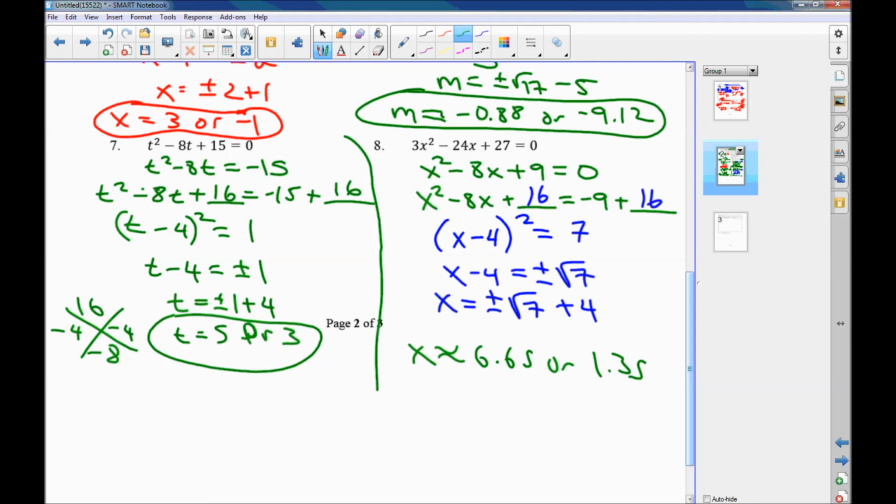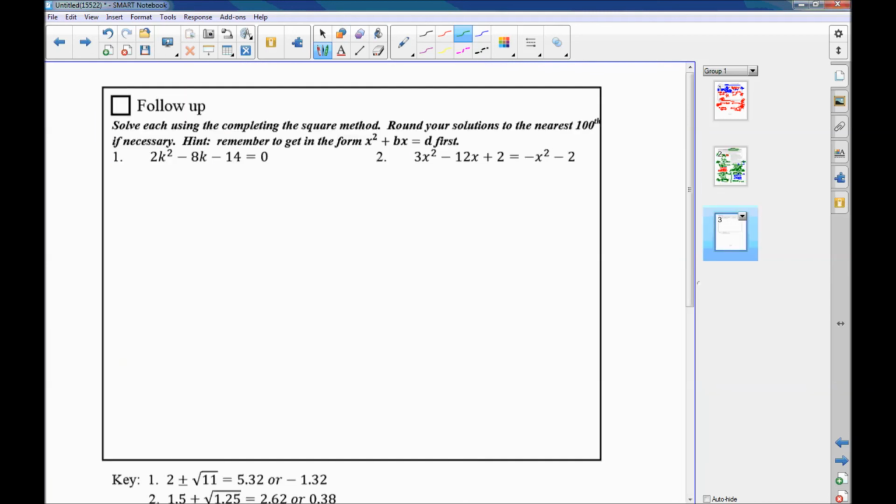Let's flip it over and see what's on page 2. All right, page 2 has just a follow-up. So solve each using the completing the square method. So just what we did. Round your answers to the nearest 100th if necessary. And remember, you must first get it into this form. Okay, x squared plus bx equals d. Okay, so neither one of those are in that form. And your first one, you have to divide everything by 2 and then move the constant term over.